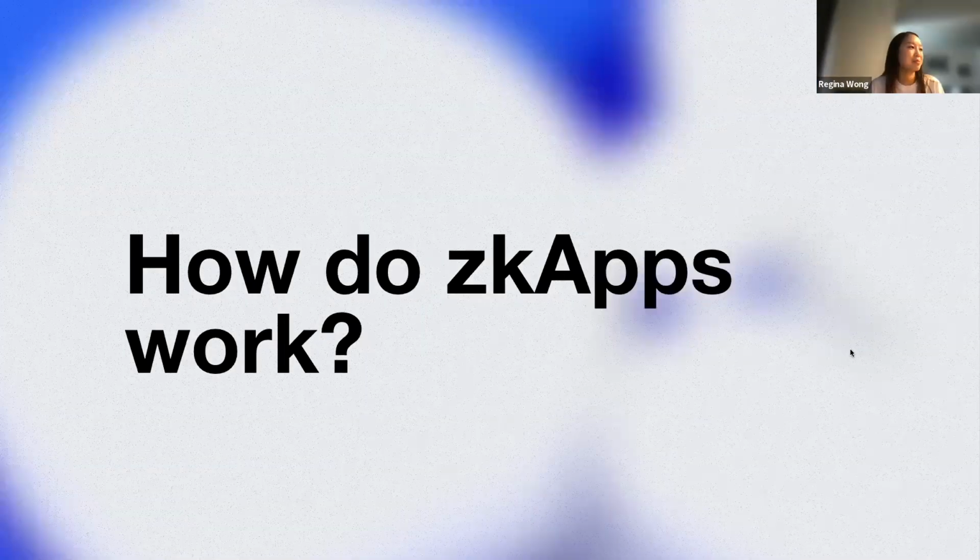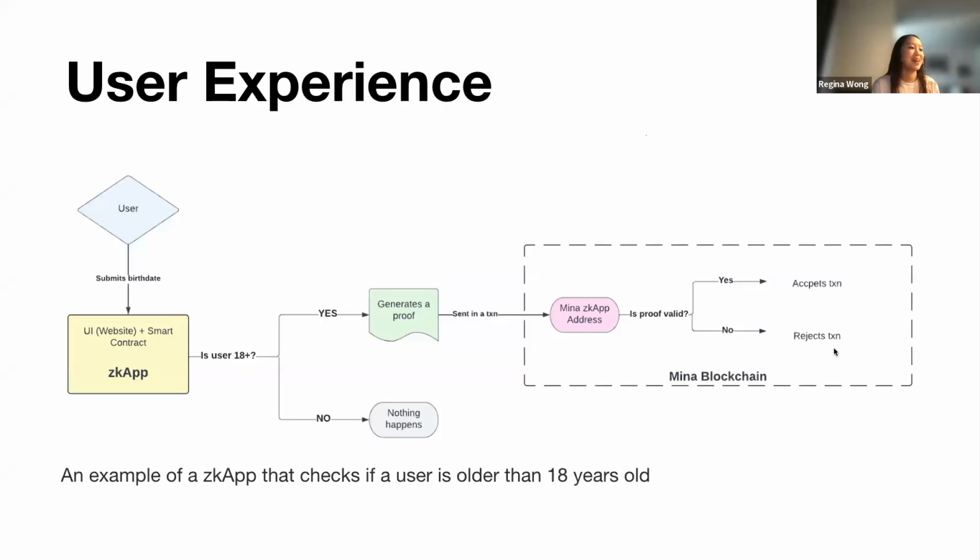So how do ZK apps work? The best way, or at least for me to understand how ZK apps work, is to look at it from a user experience. So here is a diagram that walks through a ZK app that checks if a user is older than 18. Here I am on the website, and I'm going to submit my birthday. Maybe it's from a driver's license, or I'm just manually entering it for now.